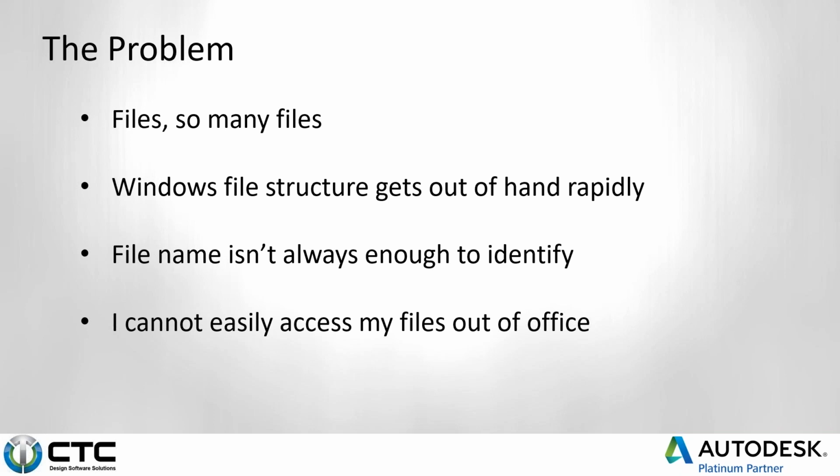The problem is Windows file structure gets out of hand really rapidly. When you're searching for something, sometimes you find multiple copies of the same file. Which one's the real point of truth? Which is the one that you actually want to be using? A lot of times, just the file name isn't enough to identify what's going on. You have to open up the files or load them into your design environment multiple times before you can figure out which one is right.